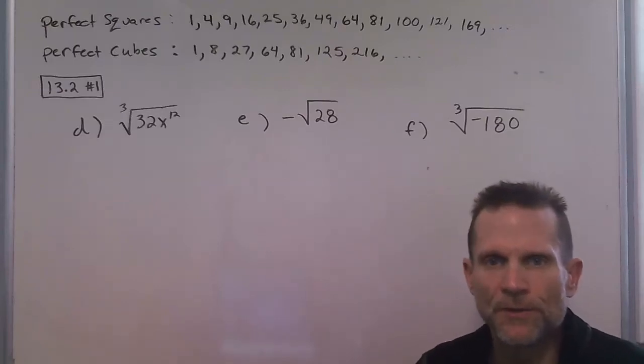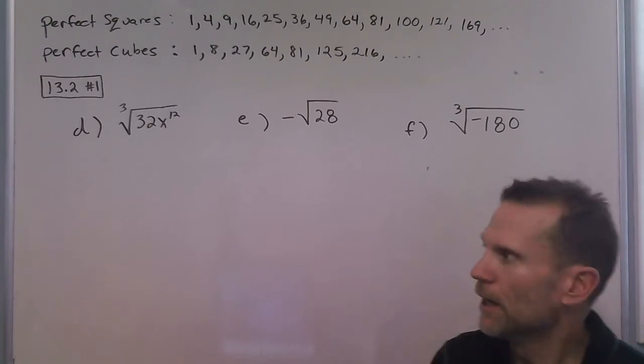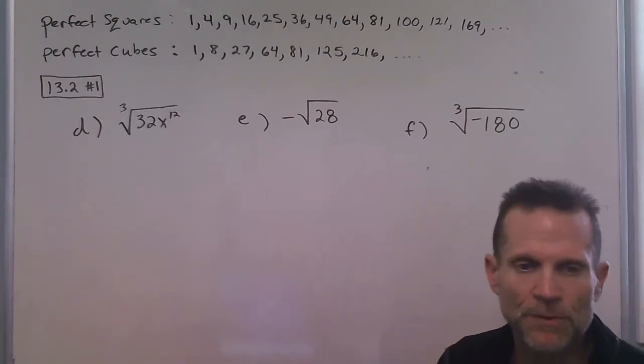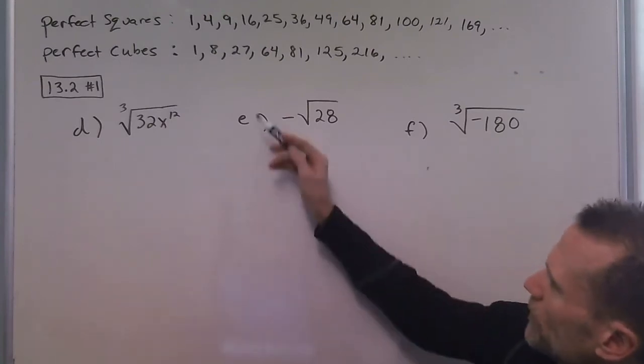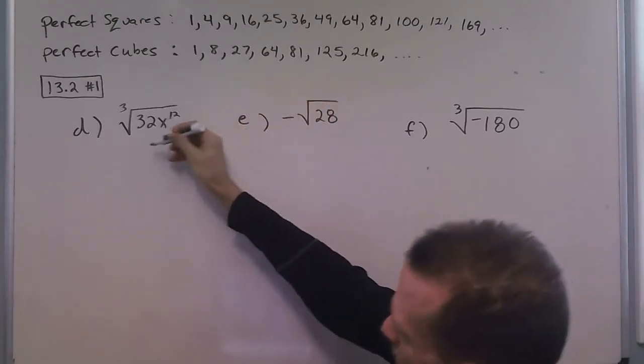Okay, continuing on with 13.2, simplifying radicals from your note packet. We're going to simplify the cube root of 32x to the 12th. Well, again, we want to look at our perfect cubes here, and we'll find that 8 divides into 32.